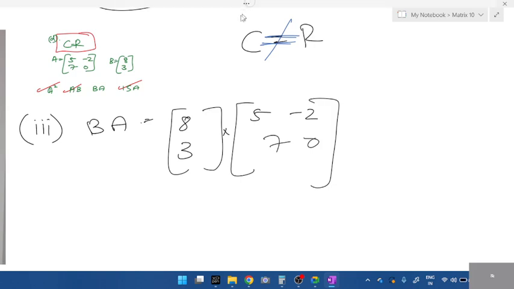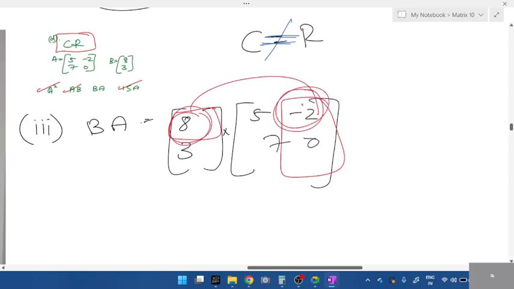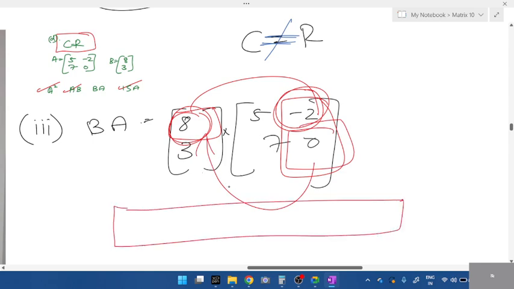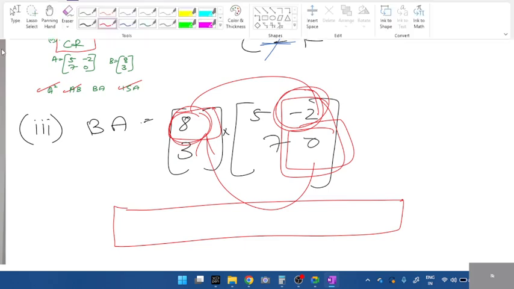In the same way, if I take the first row, second column, 8 and minus 2 elements are there. But for 0, there is no element. For 0, there is no element. The answer is just leave it as it is. Just write the statement: column is not equal to row. That's the answer. Fourth question.